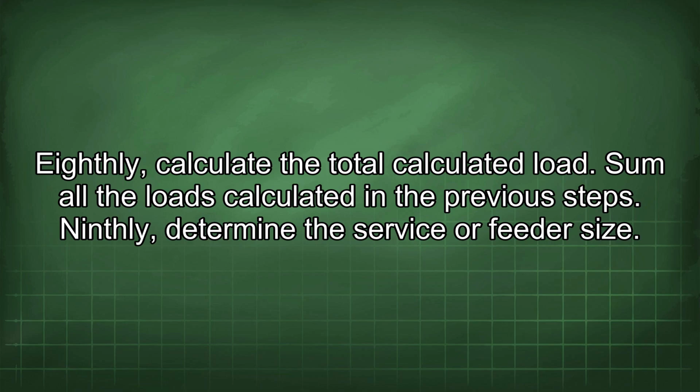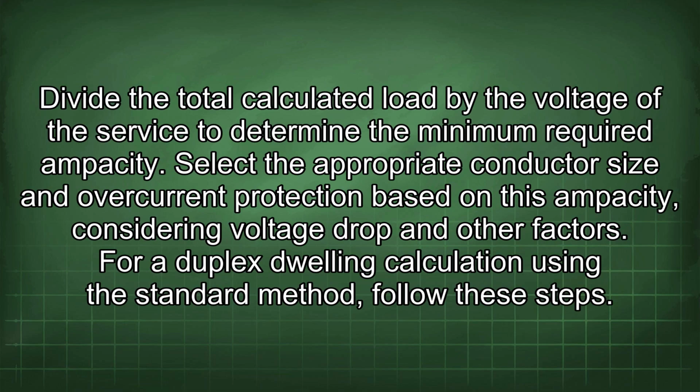Ninthly, determine the service or feeder size. Divide the total calculated load by the voltage of the service to determine the minimum required ampacity. Select the appropriate conductor size and overcurrent protection based on this ampacity, considering voltage drop and other factors.